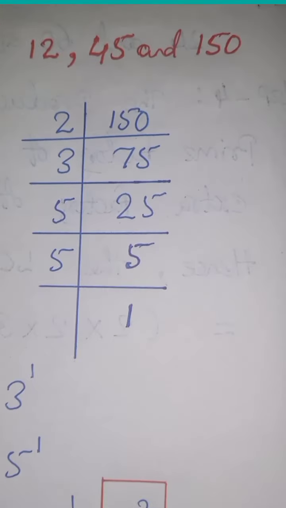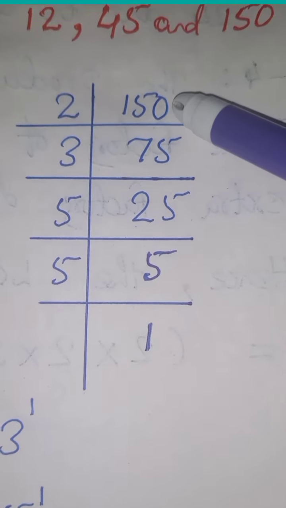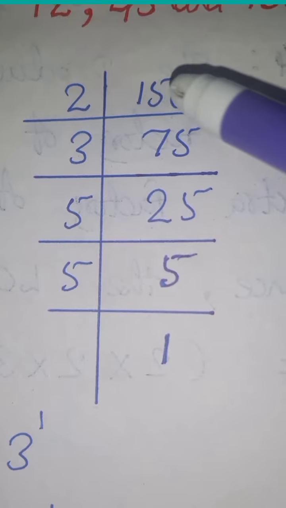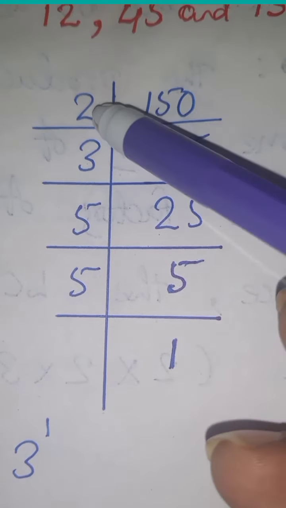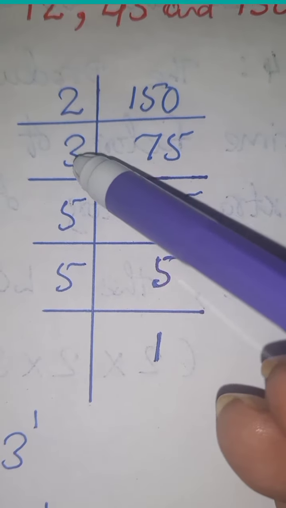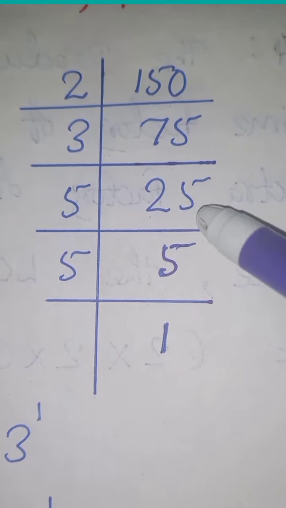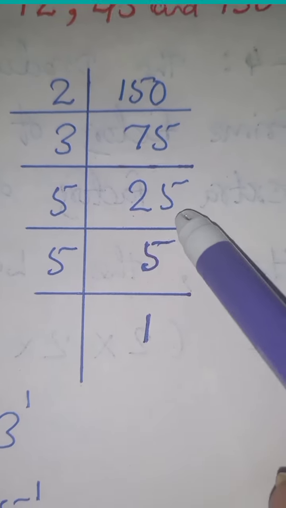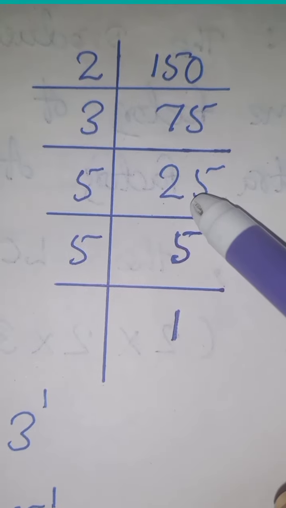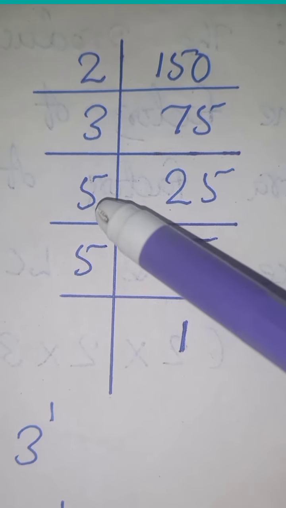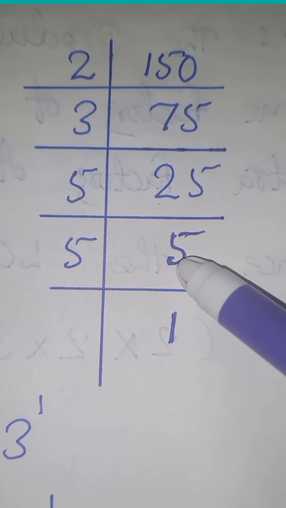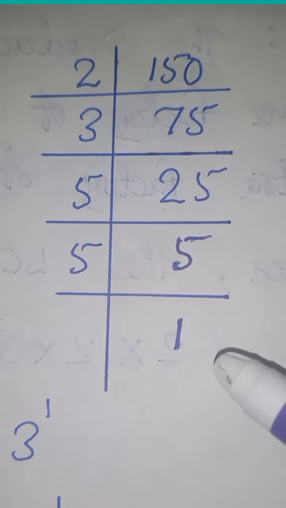Next, the third number is 150. 150 is divisible by 2, so 150 divided by 2 gives 75. 75 is divided by the next prime number, 3, and we get 25. 25 is divided by 5, because the third prime number is 5. 25 divided by 5 gives 5. 5 divided by 5 gives 1.